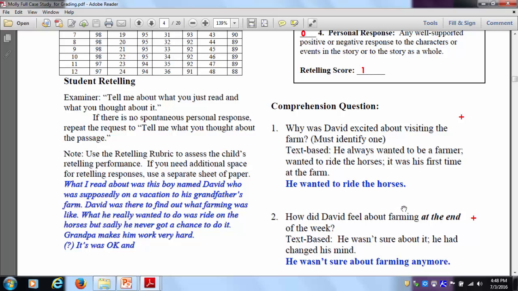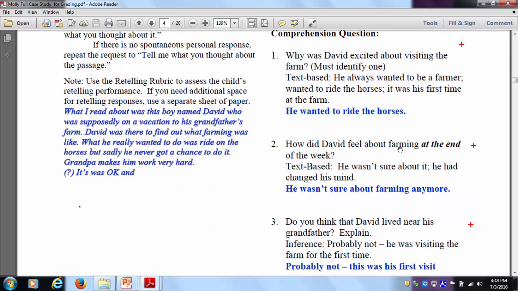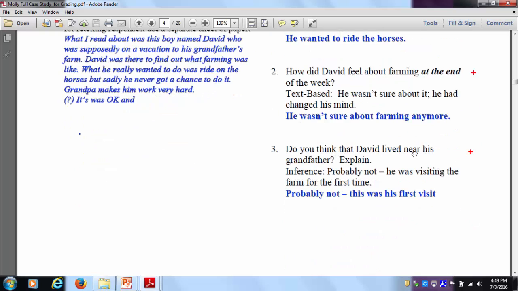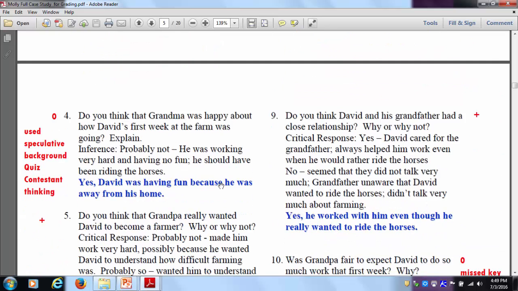Comprehension questions. Why was David excited about visiting the farm? He wanted to ride the horses. You only had to identify 1, so we have a plus. How did he feel about farming at the end of the week? He wasn't sure, and that's a plus. Do you think that David lived near his grandfather? This is right on target. Probably not. This was his first visit, so we have a plus.